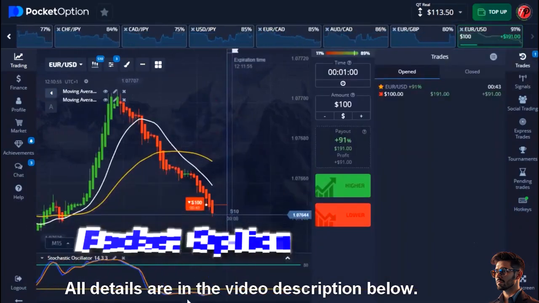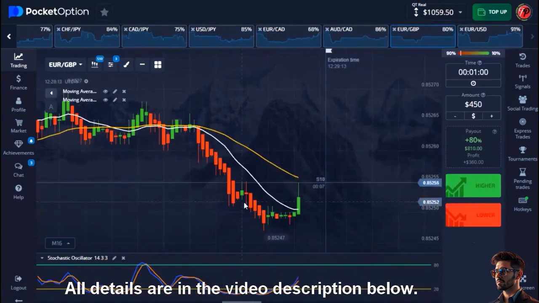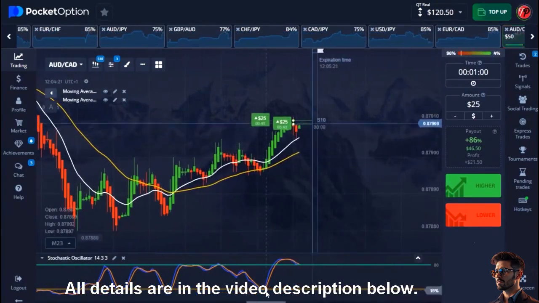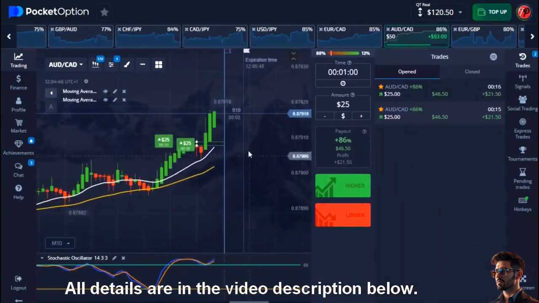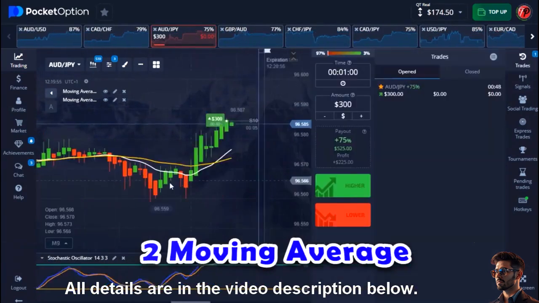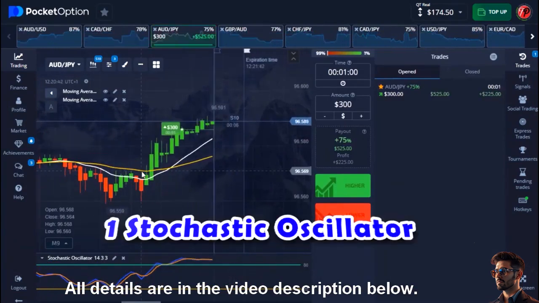We're trading again with Pocketoption, and over here I want to actually use this strategy on a real account so that you guys can see how perfectly it works with a normal market. All right, so over here we are using the 2 moving average and the 1 stochastic oscillator.